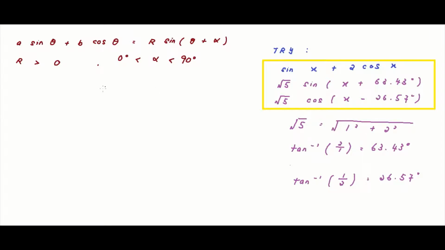Okay, let us try to do this. Let me just copy first. A sine theta plus b cos theta equals r sine of theta plus alpha.